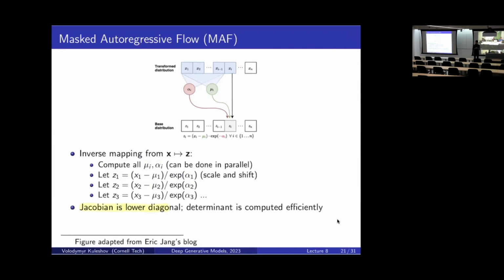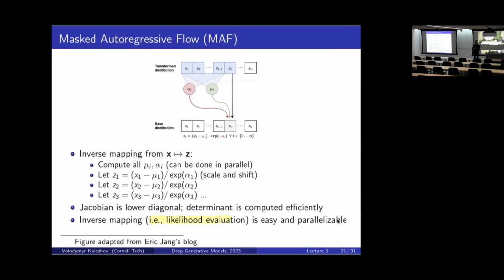It's going to be triangular, and then the determinant can be computed efficiently. Okay. And what's interesting here is that the inverse can be computed efficiently. So the forward mapping is going to be very slow, but the inverse is going to be easy. And this is actually interesting because it enables fast likelihood evaluation.